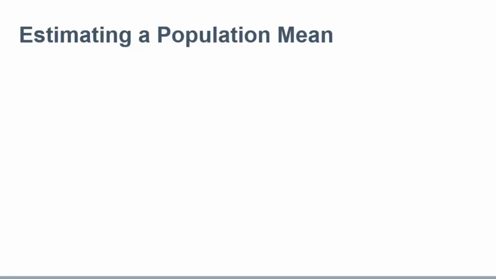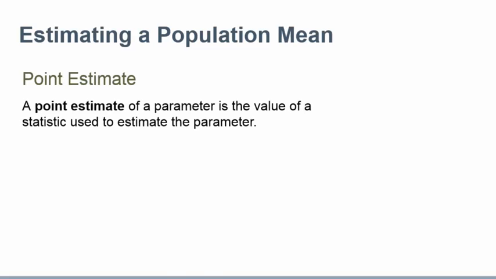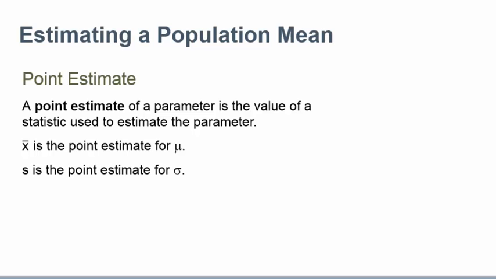Estimating a population mean. Point estimate. A point estimate of a parameter is the value of a statistic used to estimate the parameter. The sample mean, x bar, is the point estimate for the population mean, mu. The sample standard deviation, s, is the point estimate for the population standard deviation, sigma.